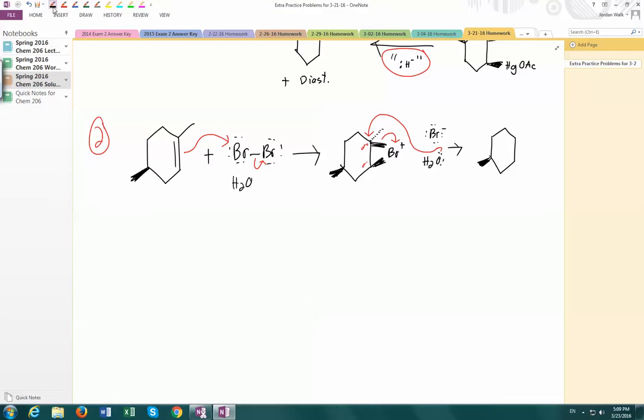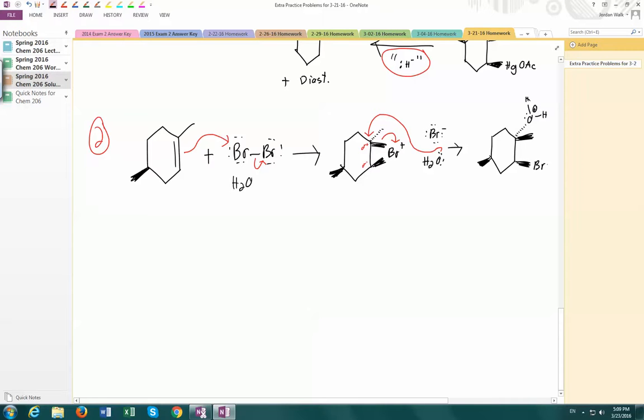Now the group that ends up on our 6-membered ring, is that going to be an OH group or an OH2 plus group? It's got to be OH2 plus, right? Because we're adding water, we're not adding OH. And so we're going to end up with that OH2. It is added from the back face. So our bromine down here is still on the front face.